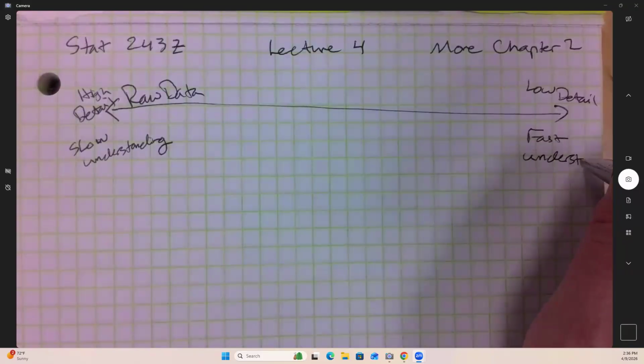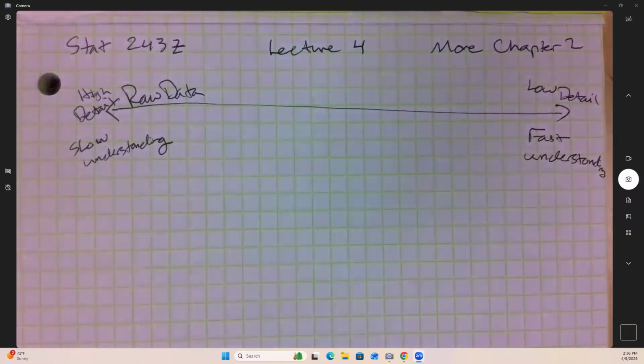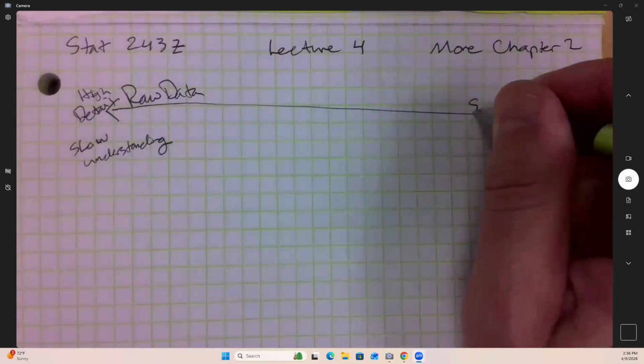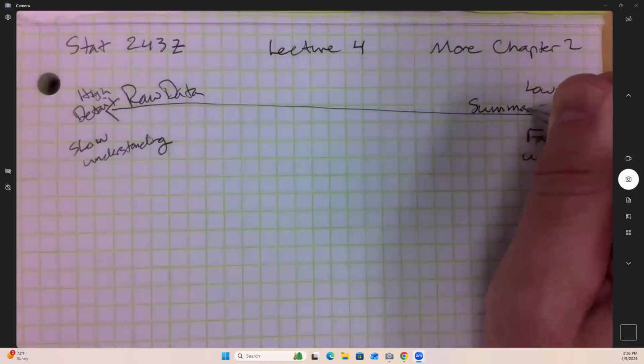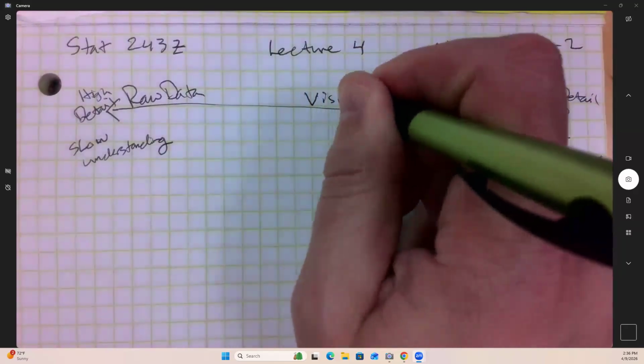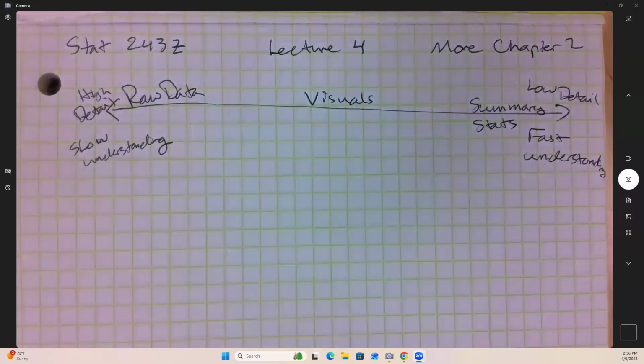And by that, I don't mean you understand everything about the data, but it gives you an insight into the system, right? Is it a population? Is it some other system? A single piece like the most common observation gives you a real fast insight. And then in the middle, low detail, fast understanding are going to be our summary statistics. And in the middle are various kinds of visuals.